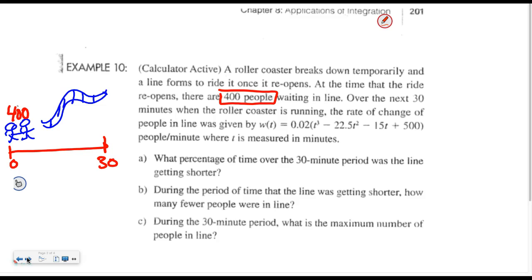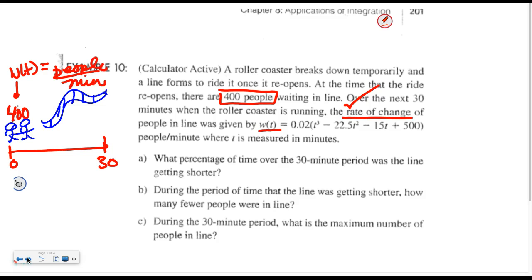And it says that the rate of change, that's important because they're calling it W, and that bothers people because they're used to having a rate of change have the little derivative there. They're taking care of the word derivative by putting that there. So you need to know the rate of change is W of T. I'm going to write W of T, and that's in people per minute. Labels are really important with these.